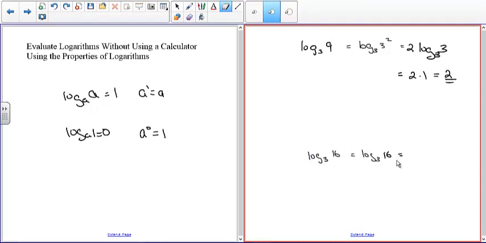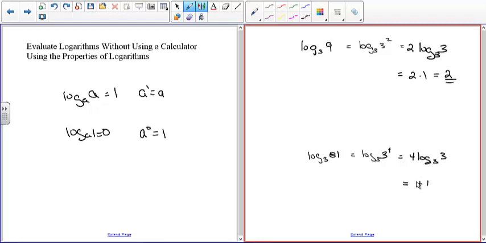I'm not even sure that's the right problem, because I can't see any way to do it right now. But let's say we had log base 3 of 81. 81 is 3 to the 4th power: 3 times 3 is 9, times 3 is 27, times 3 is 81. So again, you could bring the 4 outside. You'd have 4 times log base 3 of 3, and log base 3 of 3 is 1. So you get 4.